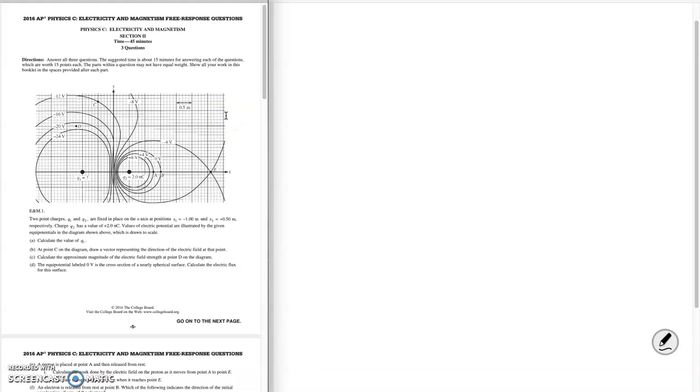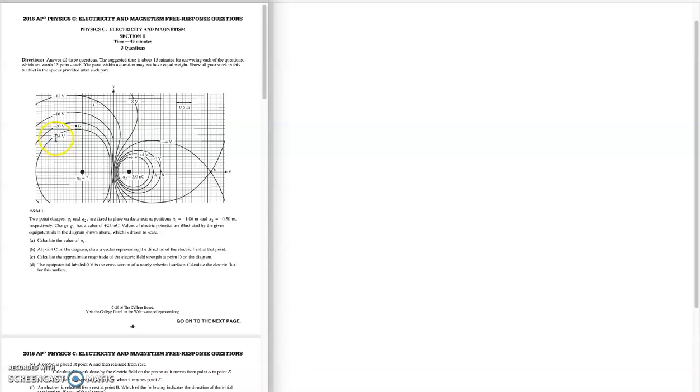All right, let's take a look at the 2016 E&M problem number 1. What they give us here is an unknown charge and a positive charge of 2 nanocoulombs on a Cartesian plane and some equipotential lines drawn around them. And remember, these equipotential lines are like a topographical map that shows elevation, except these elevations are measured in volts.